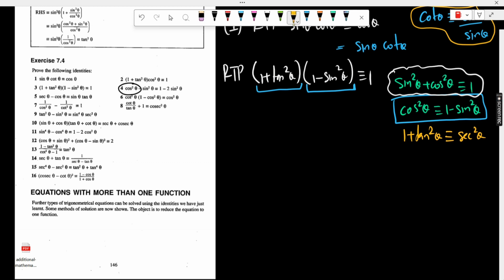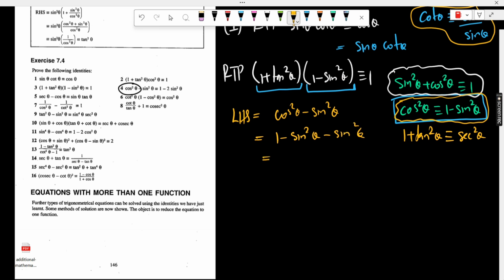All right, so this one, we start with the left-hand side. Left-hand side is equal to cos squared theta minus sine squared theta. But from right over here, we see that cos squared theta is equivalent to 1 minus sine squared theta. So this, of course, is the same thing as 1 minus sine squared theta minus sine squared theta, which simply equals 1 minus 2 sine squared theta, right? Which, of course, is equal to the right-hand side. And so our identity has been proven. Okay?